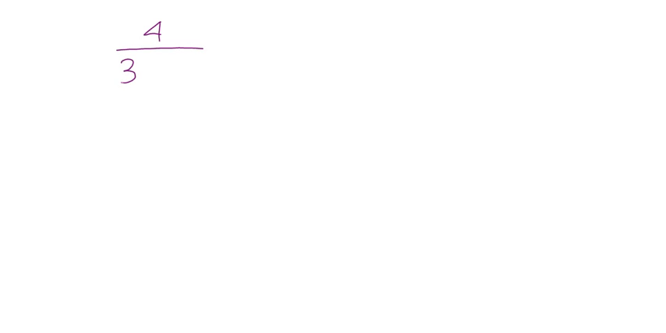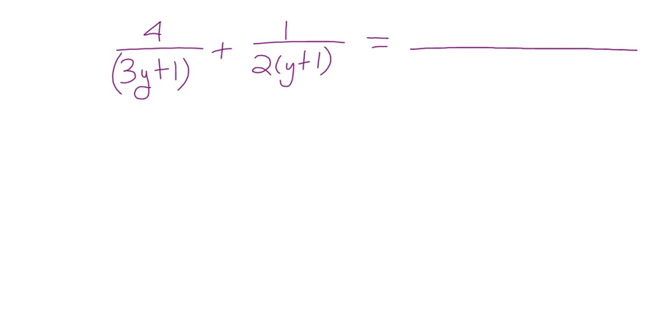4 over 3y plus 1 plus... that's what it looks like on paper, right? What are we going to do to it? We've got a binomial, so I'm just going to throw brackets around it. We're going to do this one the different way, the new school way. If it doesn't make sense, stop me at home. You need a big fraction bar. What's our lowest common denominator?